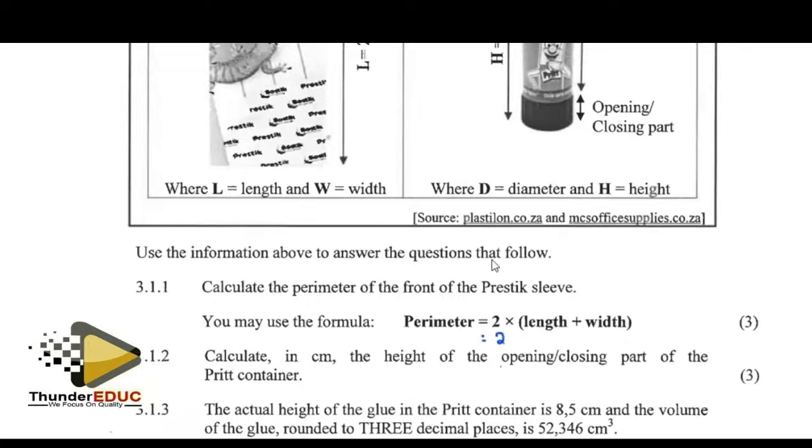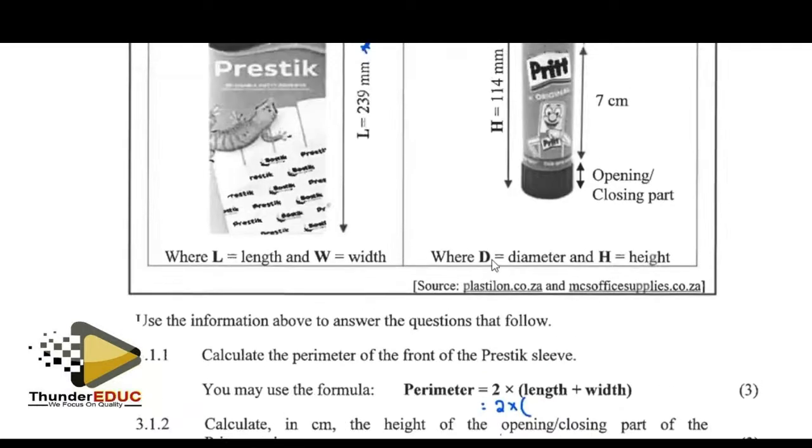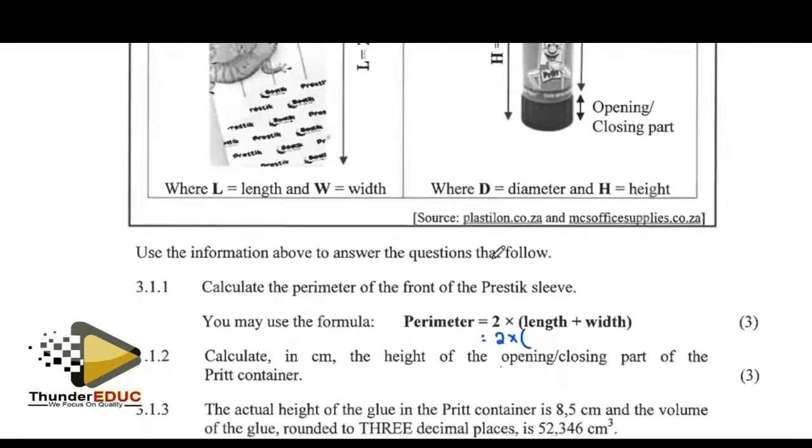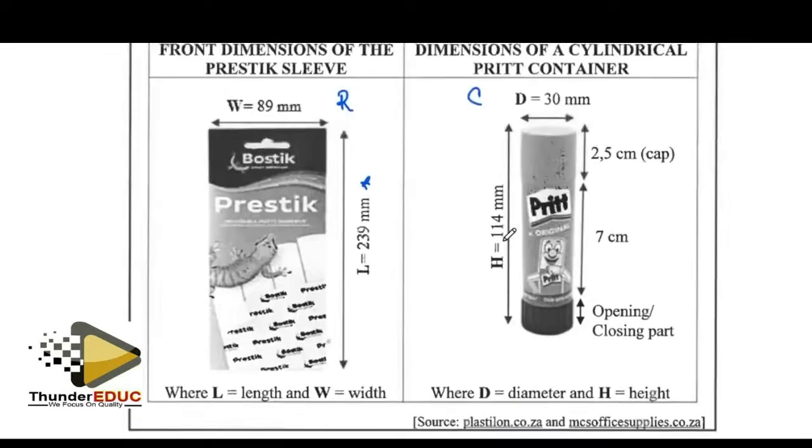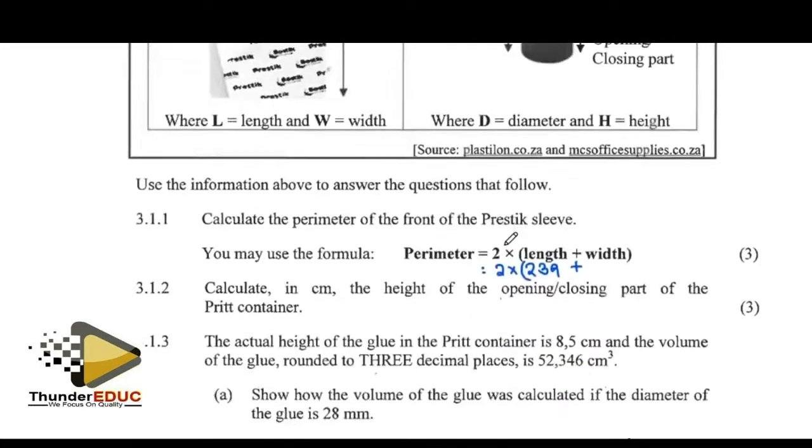So we shall start with 2 times, open brackets, length, 239, plus width, which is what? 89. Make sure that all of them are in the same units. So they are all in the same units. I can go ahead.